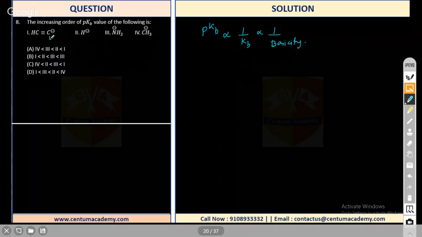See, this carbon is sp hybridized. This is hydrogen. This is NH2 minus and CH3. So if I find out the conjugate acid of this, that will be CH4, NH3, H2, and this is acetylene, right? So in all these, if you compare, this is the strongest base and least acidic. So its conjugate base will be weak but strong base.